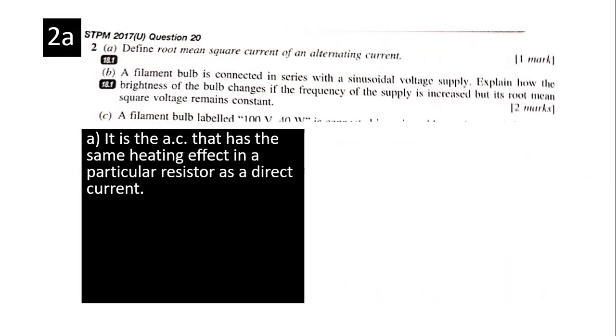A filament bulb is connected in series with a sinusoidal voltage supply. Explain how the brightness of the bulb changes if the frequency of the supply is increased, but the root mean square voltage remains constant. Any feedback? Anything you want to try to answer for me?